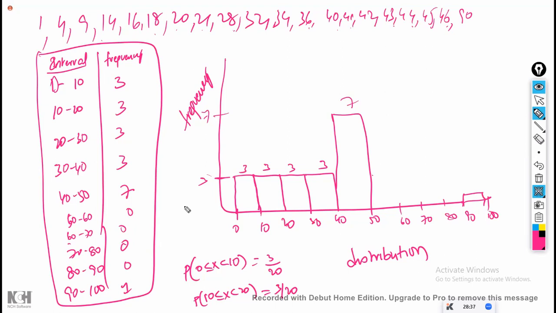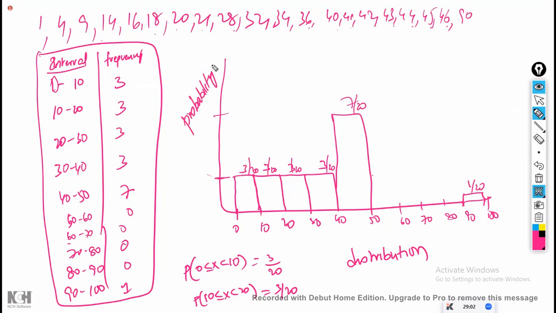Is that clear? Now for the same data set, from 0 to 30: 3 by 20, 3 by 20, 3 by 20, 3 by 20, 7 by 20, and this is 1 by 20. Now what is this called? Earlier it was frequency, now it is called probability. This is now probability, so this is called a probability distribution. Earlier it was called a frequency distribution.